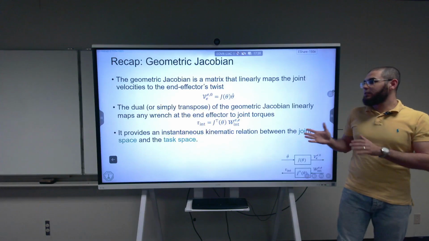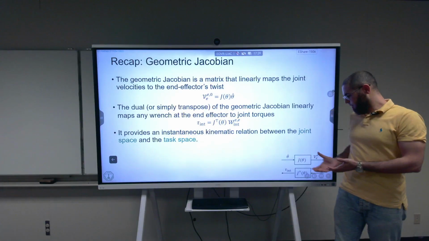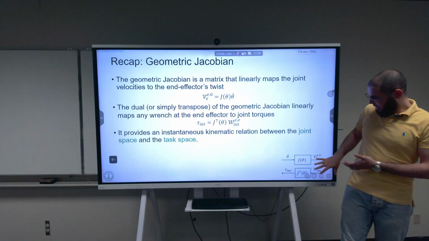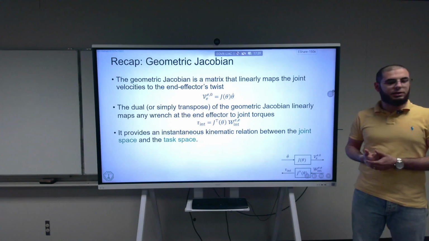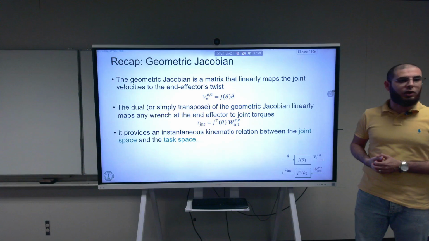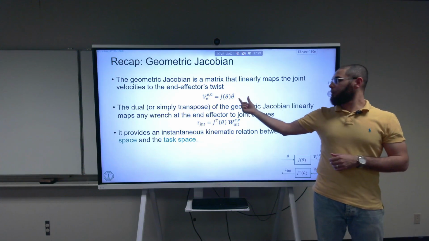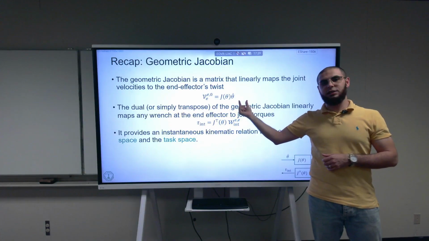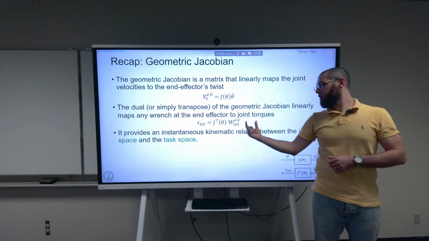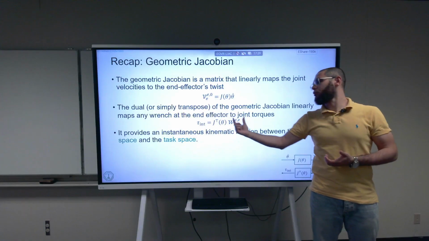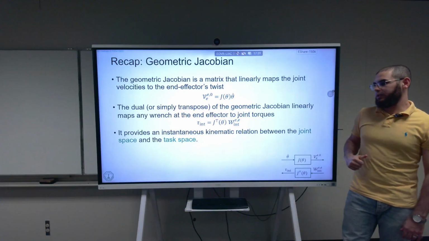We said that in order to design the impedance, we would like to look at it from the task space perspective, so from the end effector. The mapping from joint space to task space and vice versa is done through the geometric Jacobian that we've seen before and derived earlier in topic number 3. The Jacobian relates velocities in the joint space to velocities in the task space, while the Jacobian transpose relates the forces or wrench in the task space to torques in the joint space. So it's always this duality.